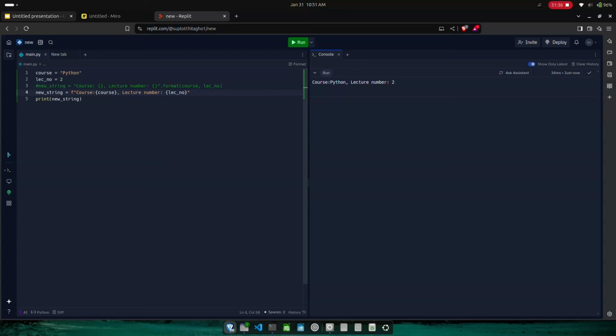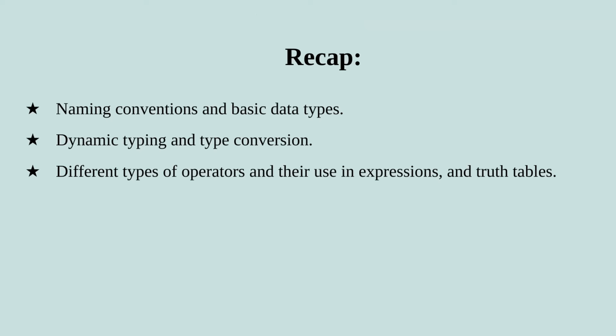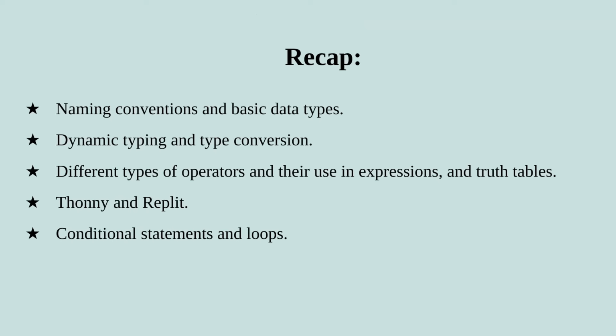Now we've come to the end of this video and it's time for a recap. We started off with naming conventions and basic data types. We learned about dynamic typing and type conversion, which is also known as typecasting. We learned about the different types of operators and their use in expressions. And we also learned to write truth tables to understand the working of logical operators. We learned about Thonny and Replit. We learned about conditional statements and loops. And finally, we learned about input and string formatting.